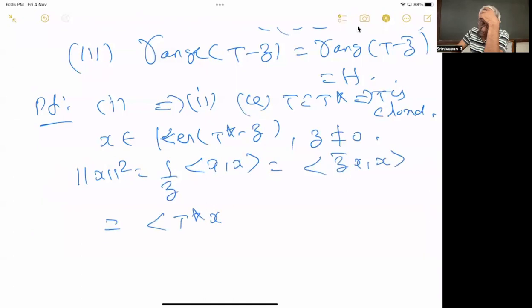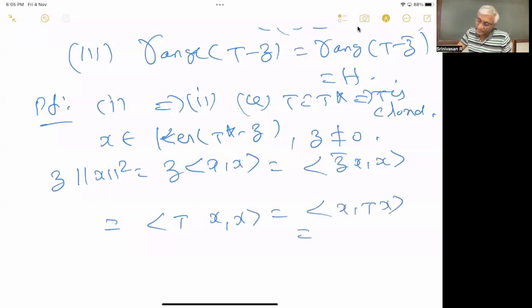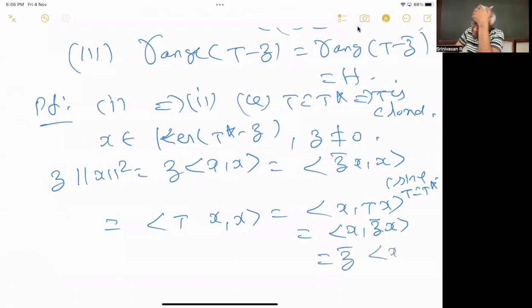No, I want to take 1 by z into z bar. That's okay, let's take z. Which is equal to (T x, x), T equal to T star. That is equal to (x, T x), since T equals T star. And that is equal to, there you will get z, (x, zx), z bar (x, x). Yeah, which is equal to z bar (x, x).